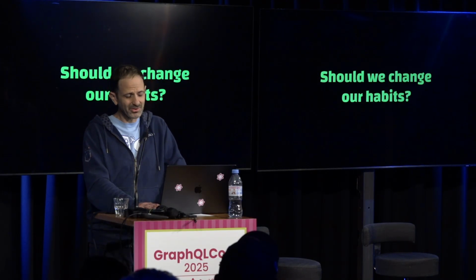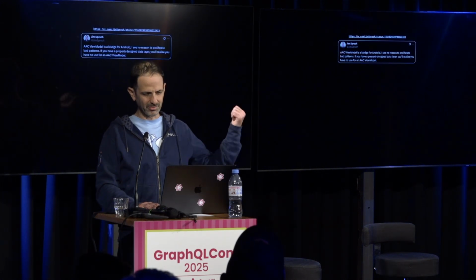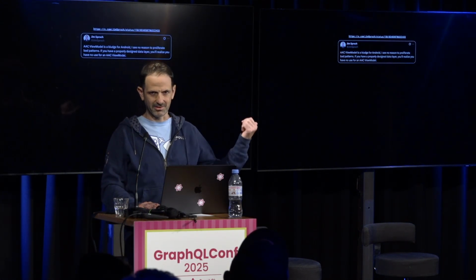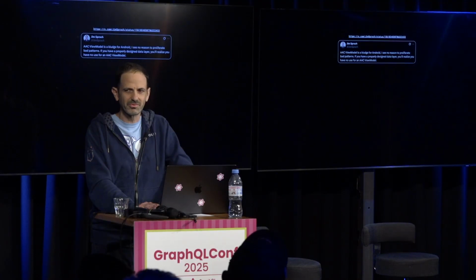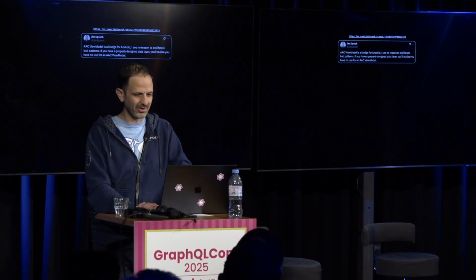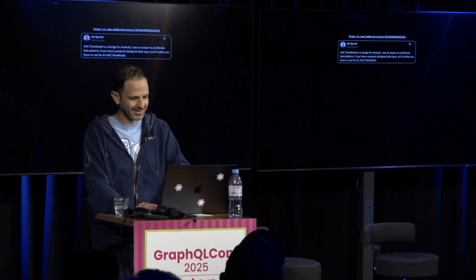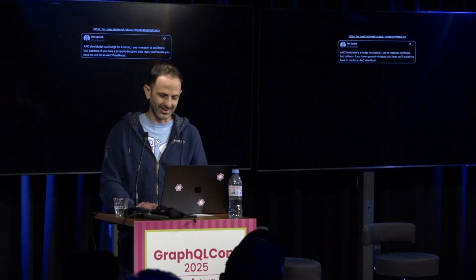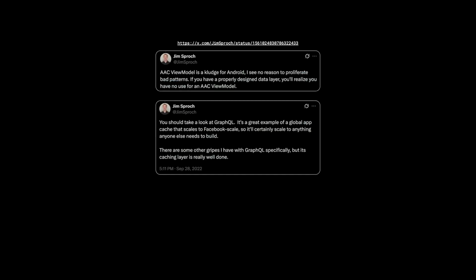And we are not the first ones. If you remember, I talked about Jim Sproch earlier, one of the Jetpack Compose creators, and he has some strong opinions about view models. He says, and I'm quoting, it's a crutch for Android. I see no reason to proliferate bad patterns. So that settles it a little bit. And he goes on to say a lot of good things about GraphQL, actually.